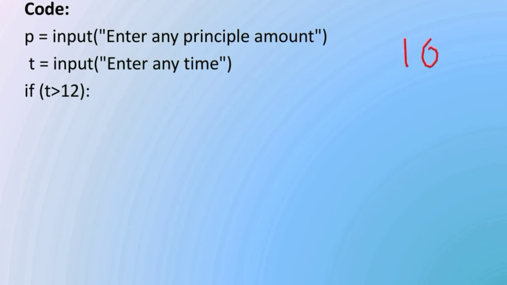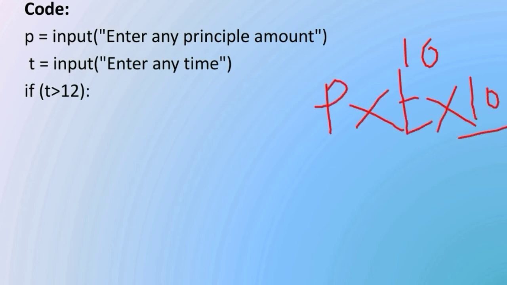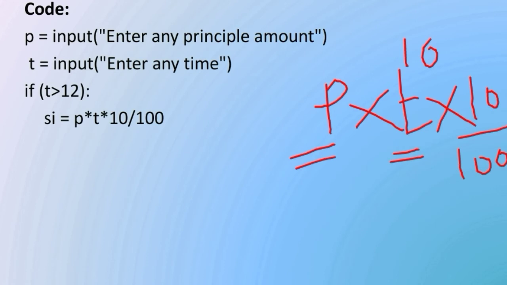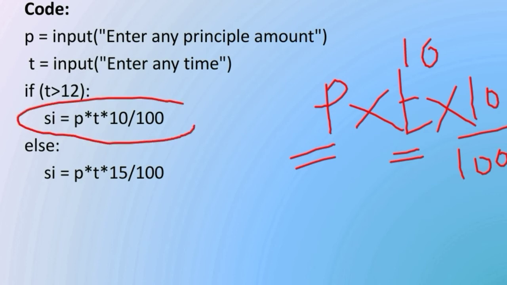So this calculation will be P into T into 10 by 100. So simple interest equal to P into T into 10 by 100. Next one, else simple interest equal to P into T into 15 by 100. So if T is greater than 12, this portion, that is the portion within the if statement, is executed. After executing this statement, control moves on to the portion after else.